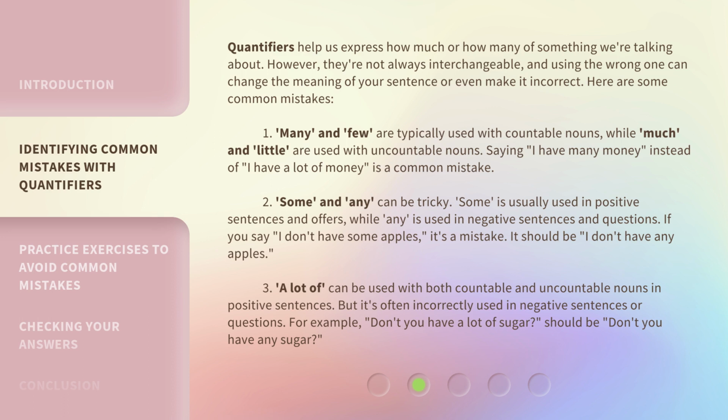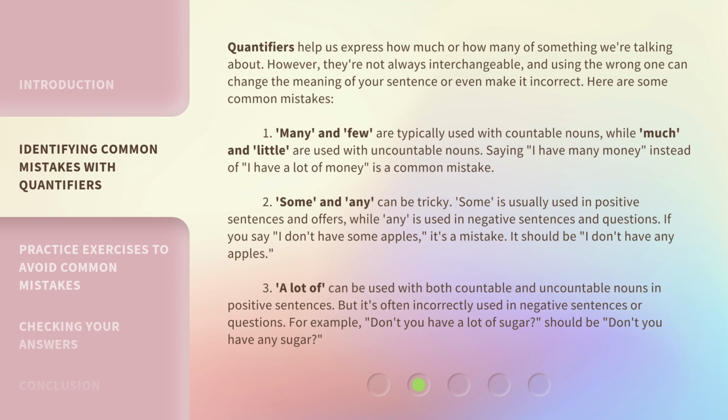Quantifiers help us express how much or how many of something we're talking about. However, they're not always interchangeable, and using the wrong one can change the meaning of your sentence or even make it incorrect. Here are some common mistakes. 1. Many and few are typically used with countable nouns, while much and little are used with uncountable nouns. Saying, "I have many money," instead of, "I have a lot of money," is a common mistake.